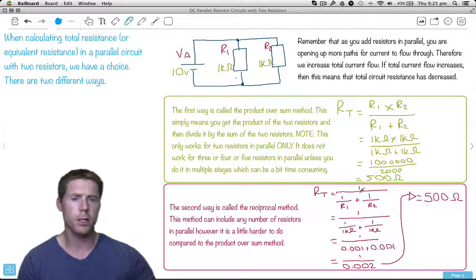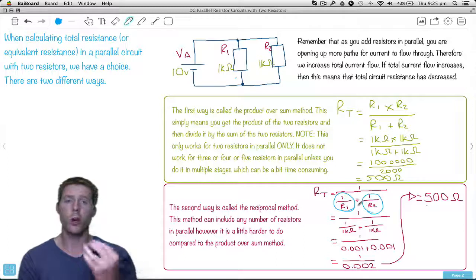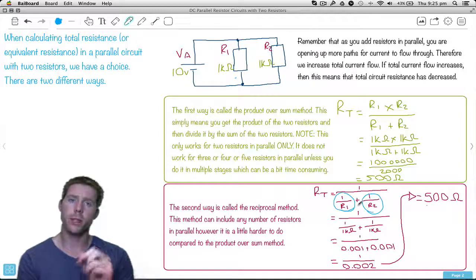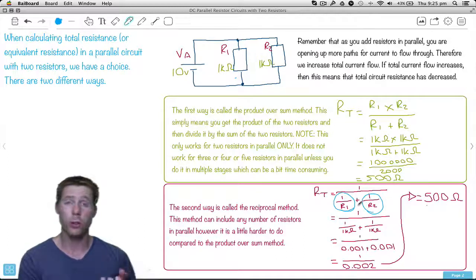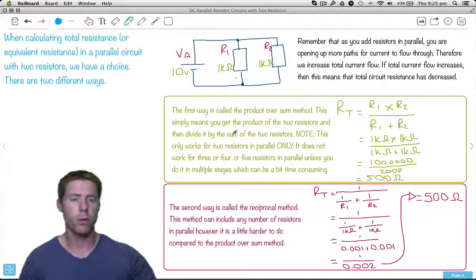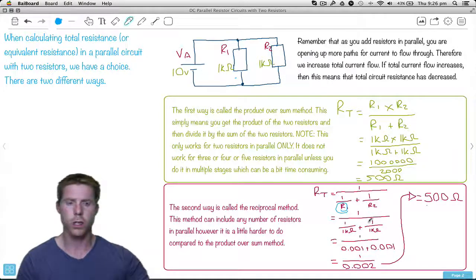But the way we get this is we first have to go 1 divided by, or 1 over, and then we have to do each one of these separate resistors like this, 1 over R1, and then plus 1 over R2, and then if we had a third one, plus 1 over R3, and we'd keep going for however many we've got. So 1 divided by, let's just take care of the R1 and R2 first. Let's do it in stages.